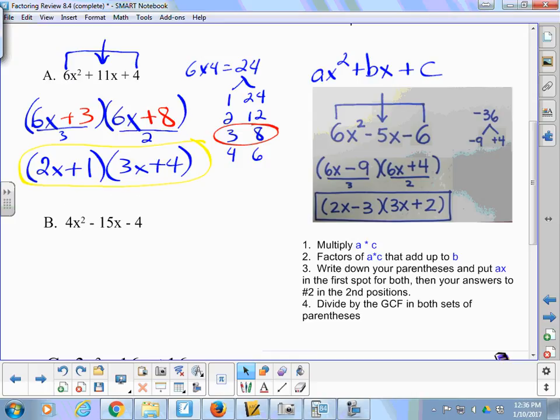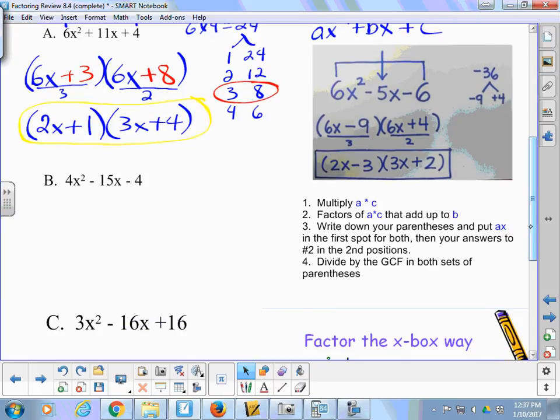And I actually prefer this method over the Xbox. That's why I'm showing it to you first. Just because I think that for some of you, after you do a couple of these, it gets really easy for you. Okay, you can do them real quickly. Where with the Xbox, there's a lot more drawing to it. Okay. All right, so let's look at one more.